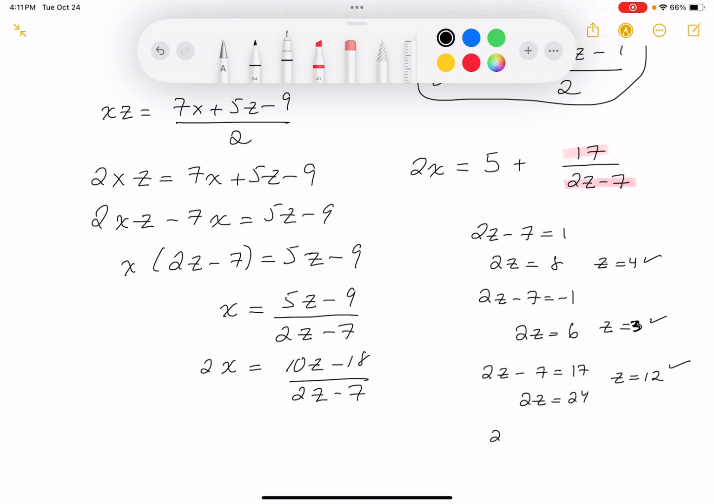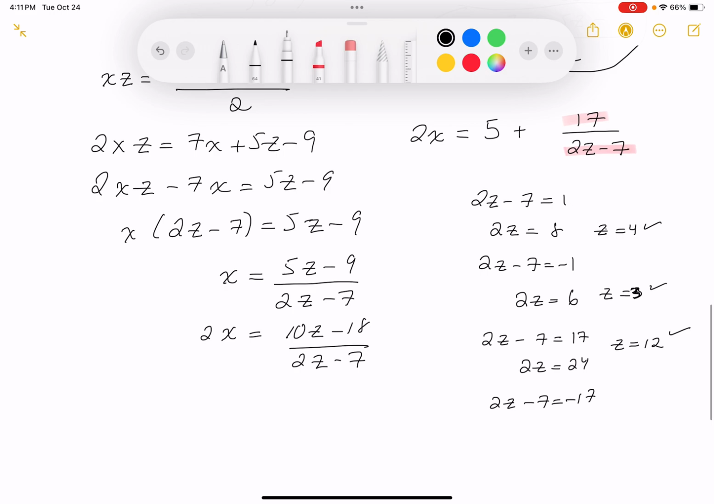It's an integer, right? 2z minus 7 could be minus 17. And my criteria are integers. And what's that going to be? 2z equals minus 10. That means z would be equal to minus 5. All right? So I think I'm doing okay. And I'm going to write this down now.